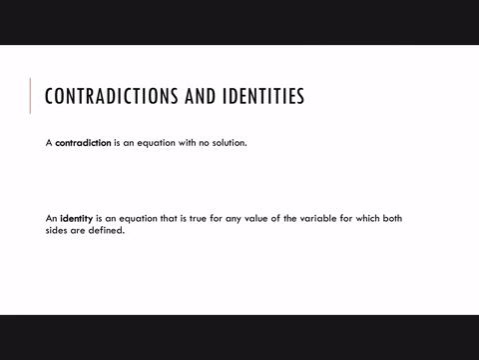All right, the last thing I want to talk to you about is contradictions and identities. These are two types of equations that you may encounter. A contradiction is an equation with no solution. So you should see this because as you're solving, you'll see a statement which is a contradiction. You'll see something like 3 equals 5 or 0 equals 7, something which cannot be true no matter what x is. And that's your clue that this has no solution.